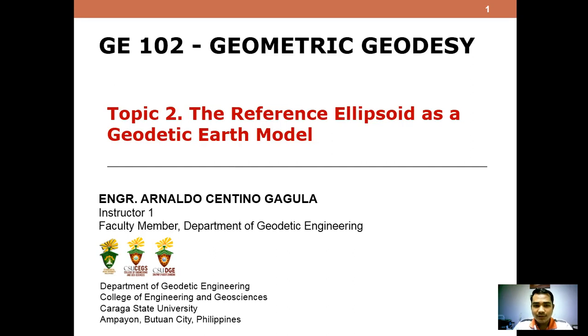Alright, so welcome back students. We are now down to topic 2 of GE102 Geometric Geodesy, which is all about the reference ellipsoid as a geodetic earth model.